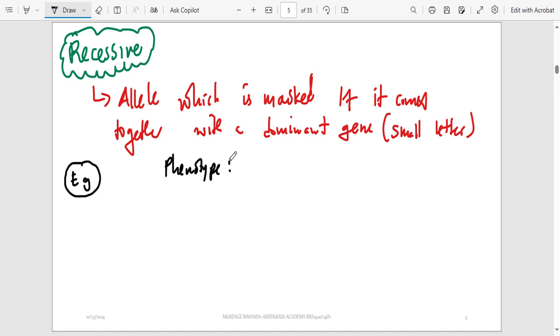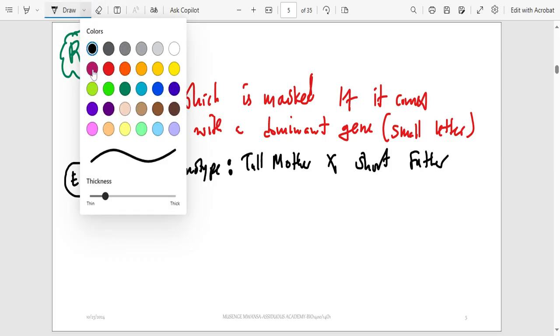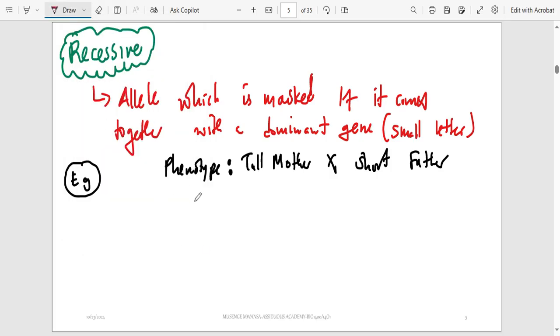And what characteristic can I talk about? I can talk about height. Okay. Let's say you have got a tall mother. You are crossing it with a short father. Now, the thing is that when someone is tall, you don't know the genotype. And these are the questions that they are going to ask you in the exam.